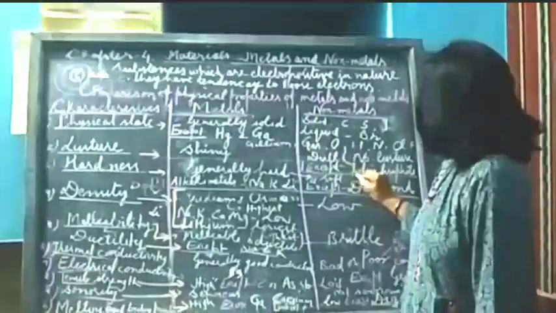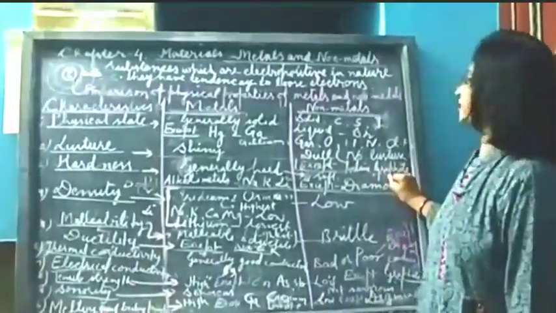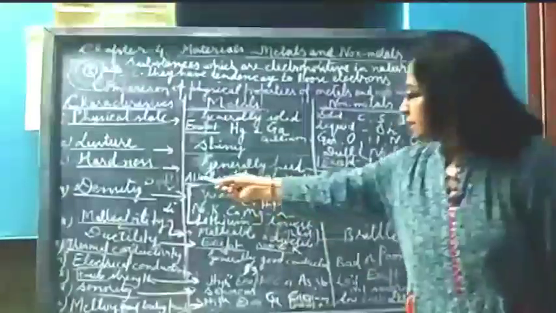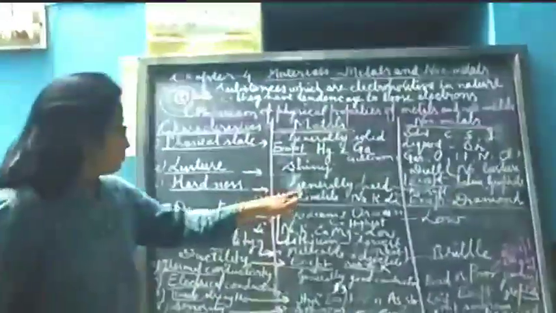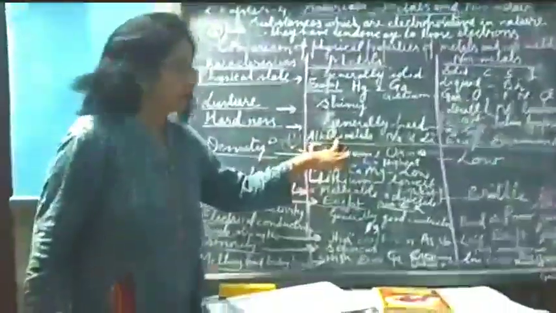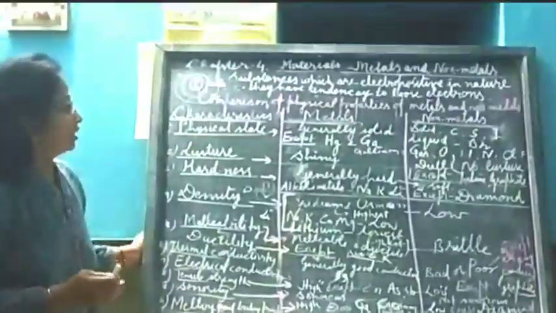Exceptions again: iodine and graphite. The third physical property is hardness. Yesterday I explained that generally metals are very hard. Again there are exceptions: alkali metals, sodium and potassium, are not hard. Lithium is also there, but two examples are in your NCERT book.